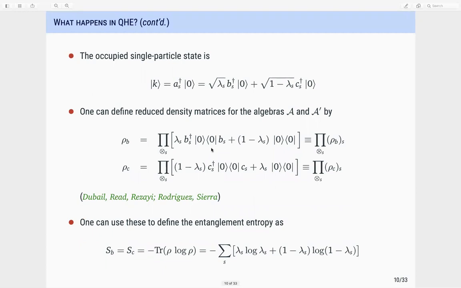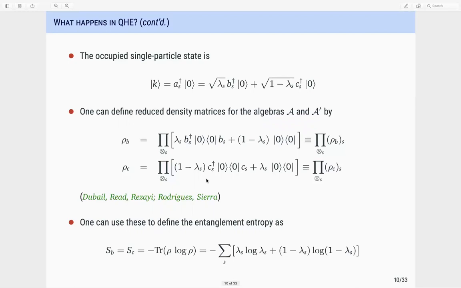Rho sub B means I'm basically tracing over the C's and the C daggers, these guys, which are operators in the southern hemisphere. And in rho sub C, I trace over the B's and get something defined in the northern hemisphere. So these are two local reduced density operators that I get. And the procedure I'm following here essentially was used by Deb, Reid, and Rezayi, and also something similar has been used by Rodriguez and Sierra in the quantum Hall system. They were looking at just two-dimensional quantum systems and just a flat situation.